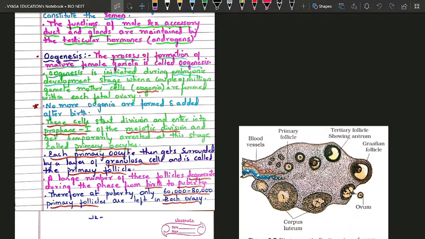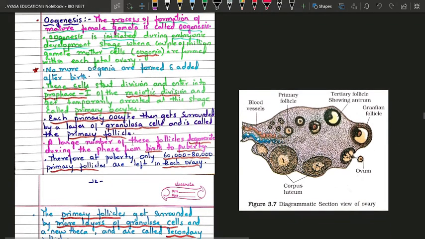These cells start division and enter into the prophase 1 stage of the meiotic division and get temporarily arrested at this stage, called the primary oocyte. Each primary oocyte then gets surrounded by a layer of granulosa cells and is called the primary follicle. This one is the primary follicle.